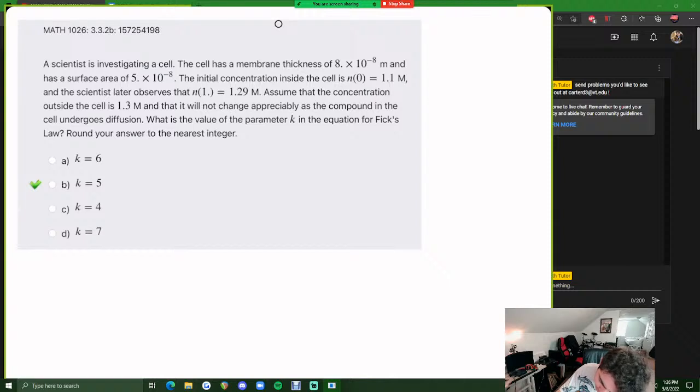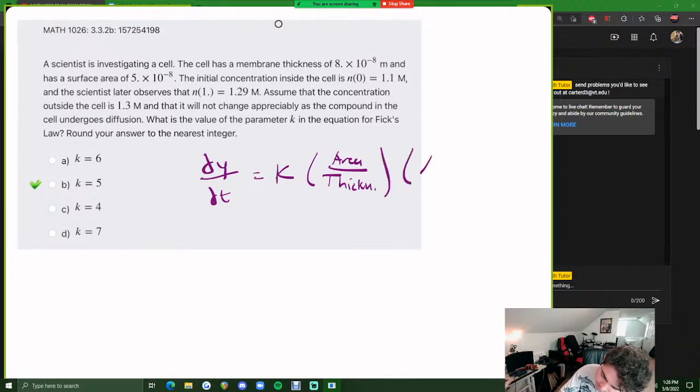Fick's law, again, is the, I can never remember what the dy over dt part is. I think it's like dc over dt. I don't know. I'm just going to use dy over dt. It shouldn't matter. It's k times the area divided by the thickness times the change in concentration. Now with this one, the change in concentration is very particular, I guess. So what it should be is the, actually I think it's the outside concentration.